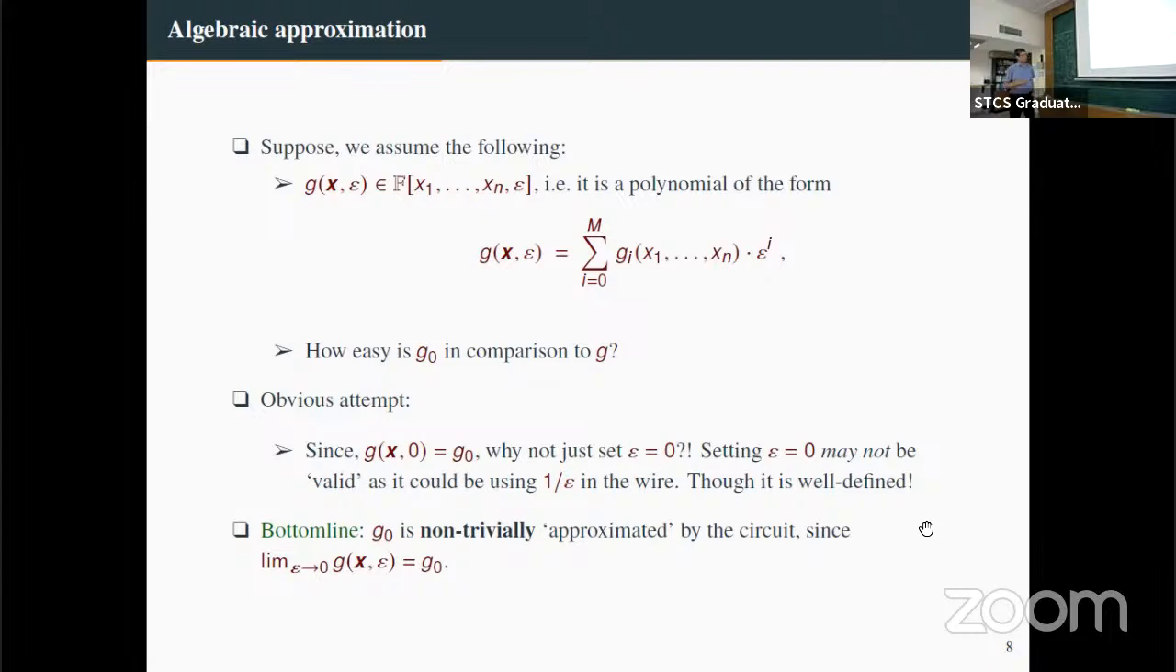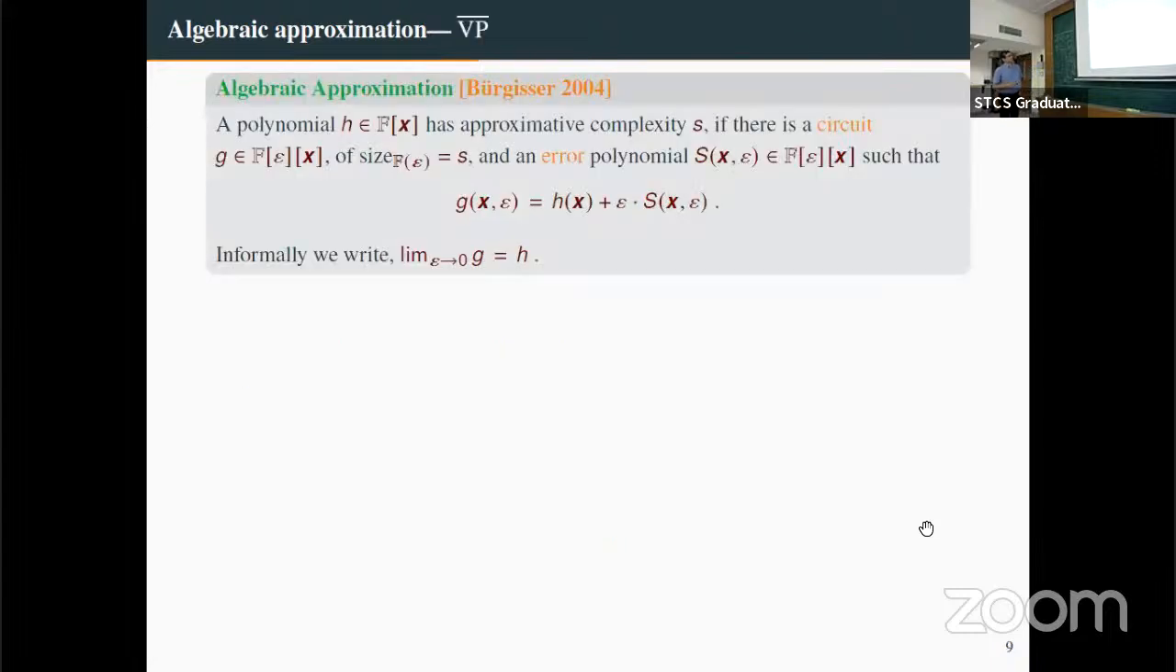Any question? Okay. So yeah, now I can define the error polynomial also. So if you want to write it, see the connection exactly between G and G0. So G is on the left hand side, which is what the circuit is computing in a small size. And if I ignore, or if I look at the least coefficient with respect to epsilon, that is G0. And this is the polynomial I was interested in originally to compute. And whatever is contained in multiples of epsilon, that S is called the error term. This is the error polynomial.